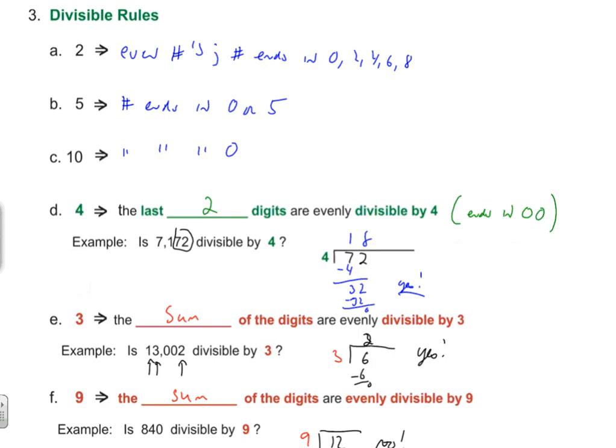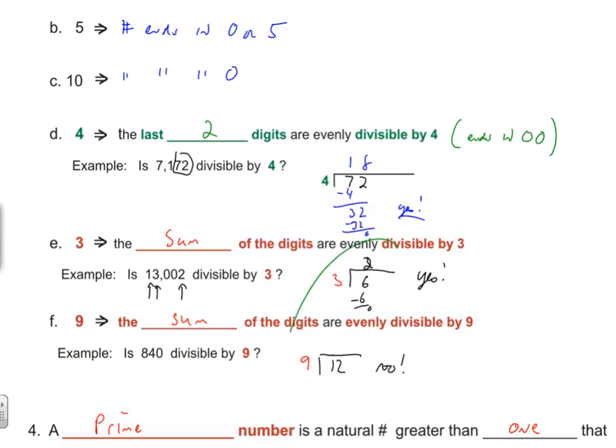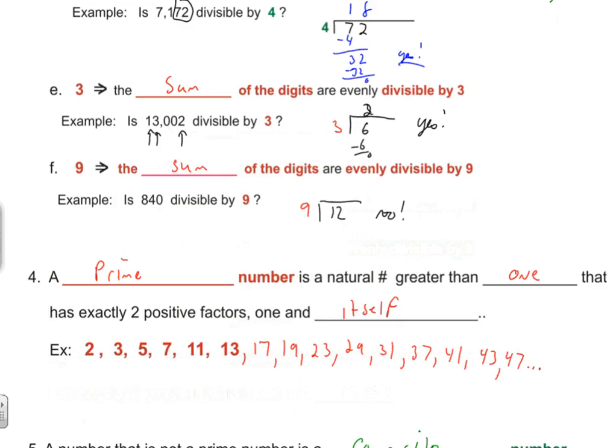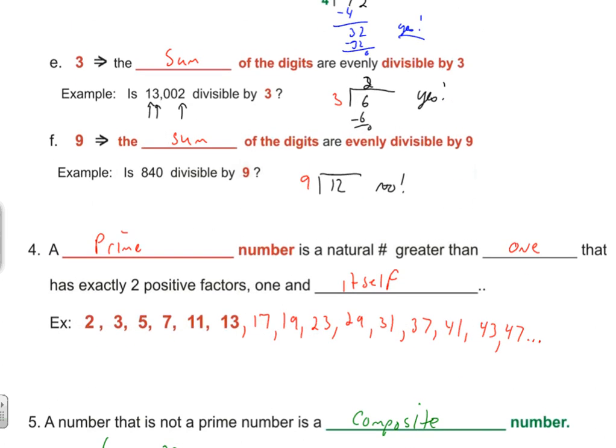Then we talked about divisibility rules. Remember, 2, 5, and 10, you never have to show me those. You can just look at the number and determine. But if you're going to prove something divisible by 4, I need you to show me the dividing of the 4 into the last 2 digits. For 3 and 9, if you're going to state whether or not a number is divisible by 3 or 9, you're going to have to show me dividing the 3 or the 9 into the sum of the digits of that number and show that it divides in evenly or not. A prime number is a natural number greater than 1 that has exactly 2 positive factors, 1 and itself. We listed the first bunch there. Remember, any number that is not prime is composite.